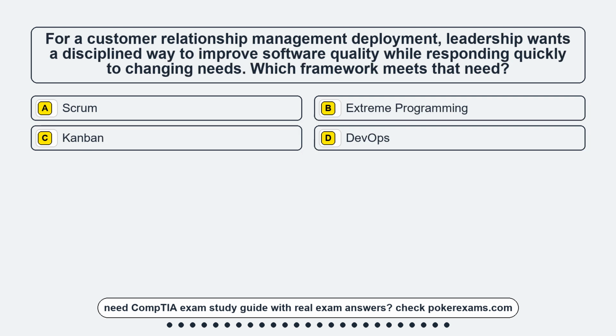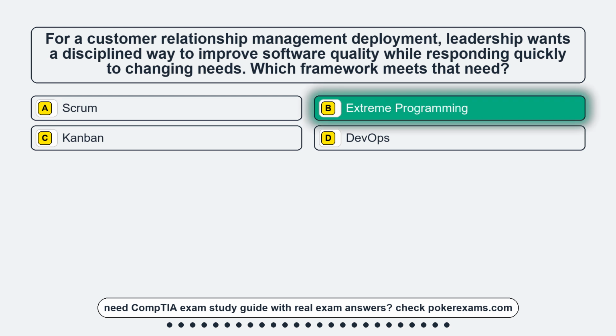Question 15. For a customer relationship management deployment, leadership wants a disciplined way to improve software quality while responding quickly to changing needs. Which framework meets that need? Option A is Scrum. Option B, Extreme Programming. Option C, Kanban. Option D, DevOps. The correct answer is option B, Extreme Programming.